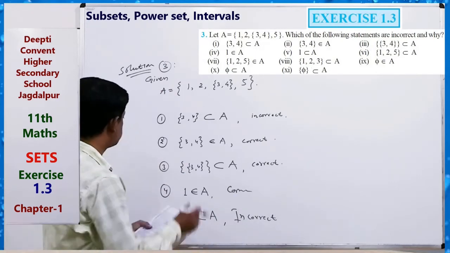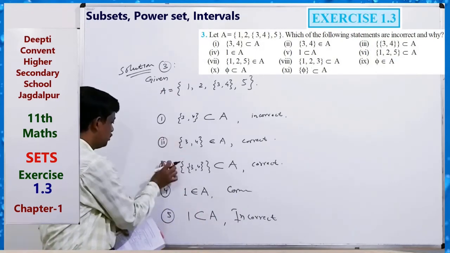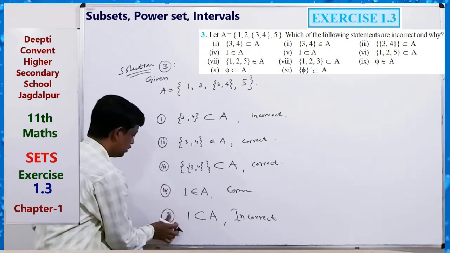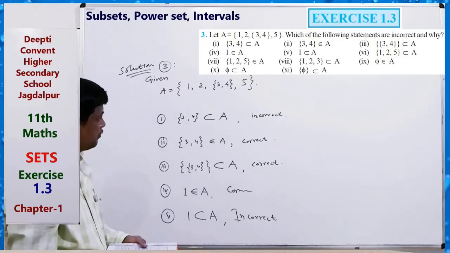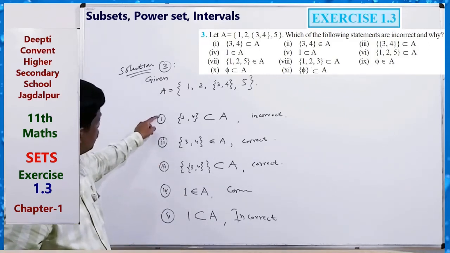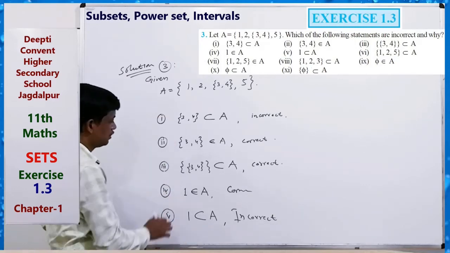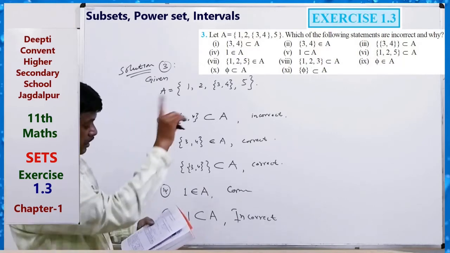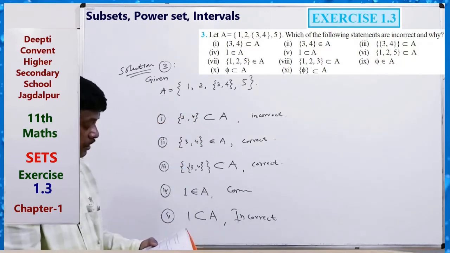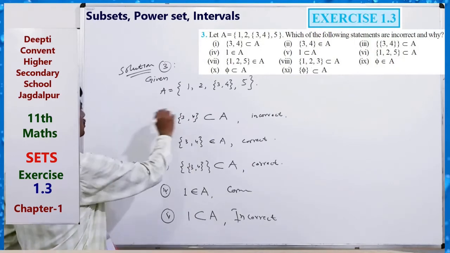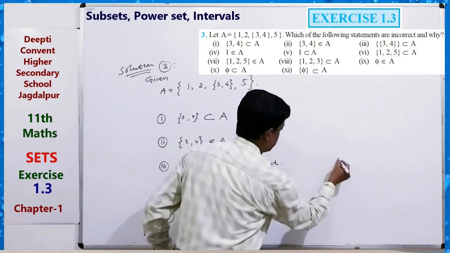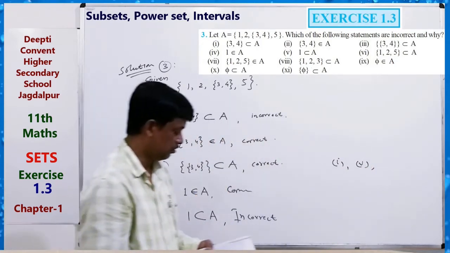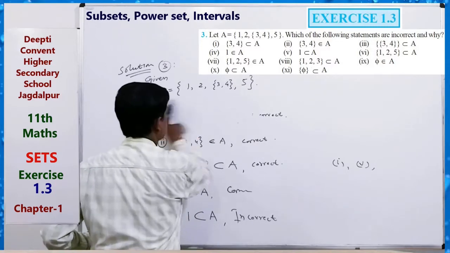And 6 means 1, 2, 3, 4. This is 5. Okay. So the incorrect statements are what? First and fifth. Correct, correct, correct, fifth. So 1 and 5th. We are collecting the answer: 1 and 5th incorrect. Okay. Now 6th.